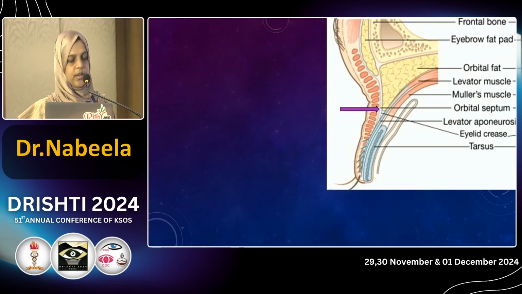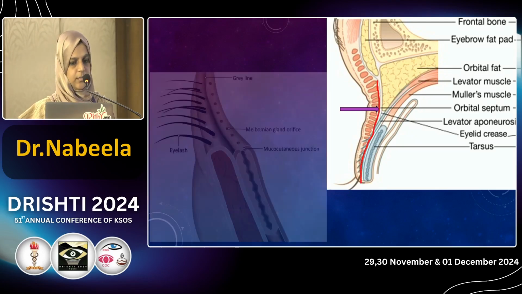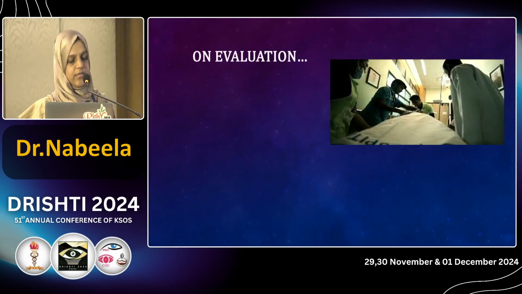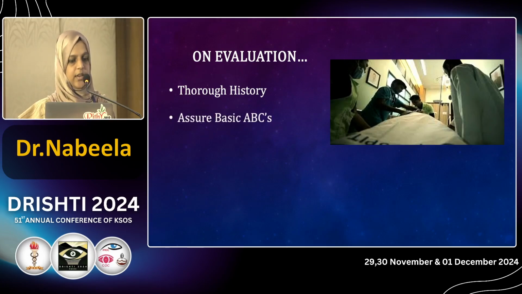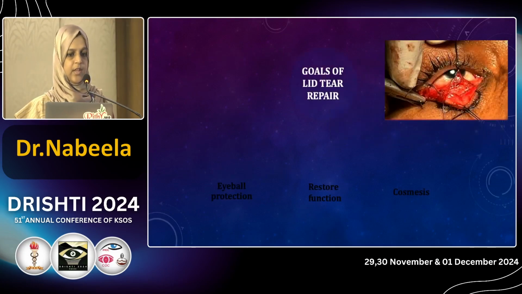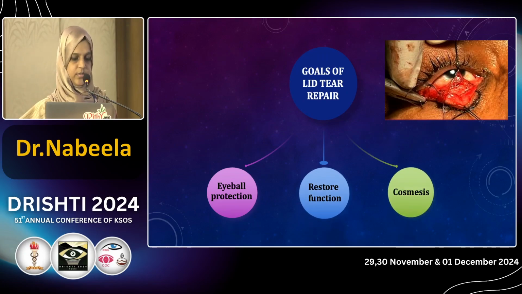And between the orbicularis and the levator complex, you have an avascular plane which is extending onto the eyelid margin as the gray line, which is a very important surgical landmark. So, on evaluation of a lid injury, take a thorough history because mechanism of injury can give a clue to the depth of the wound, and assure the basic airway, breathing and circulation of the patient. Rule out underlying globe injury and get adequate documentation, preferably photographic. The goals of lid tear repair include eyeball protection, restoring anatomic and physiologic function, and cosmesis.